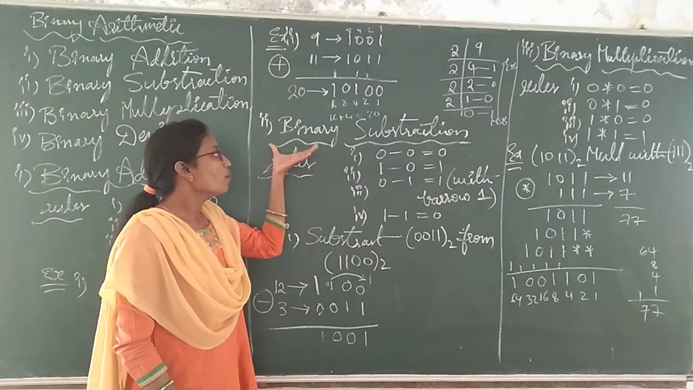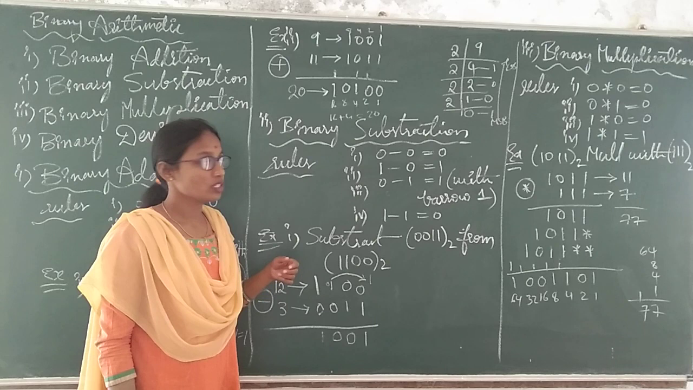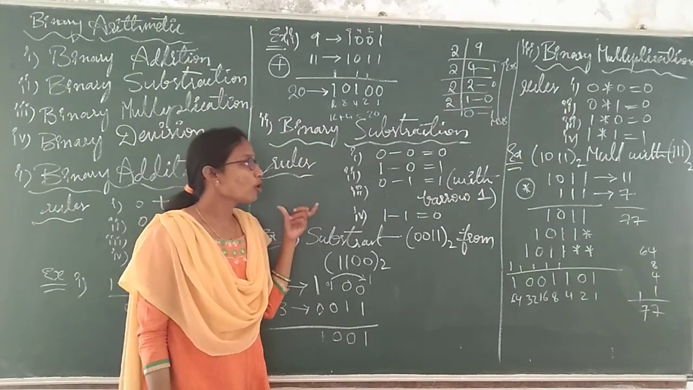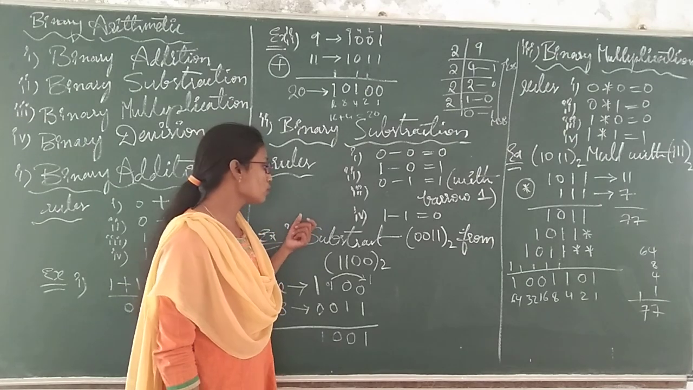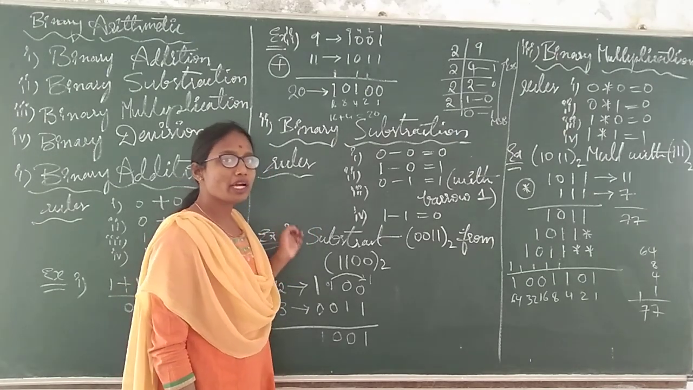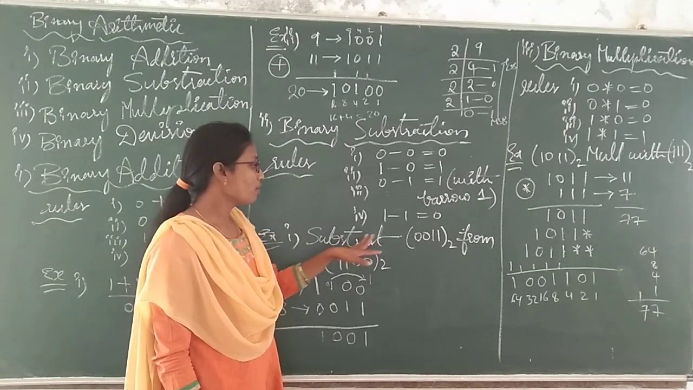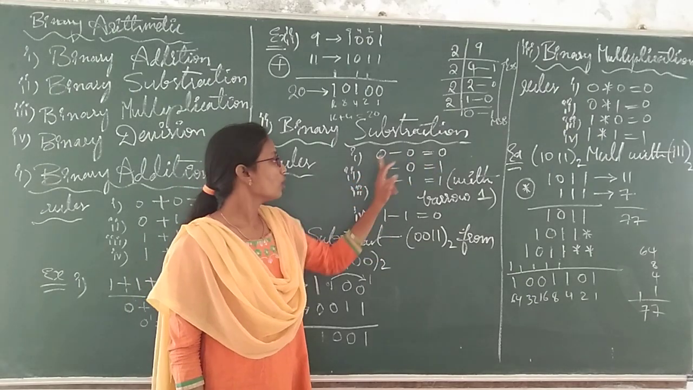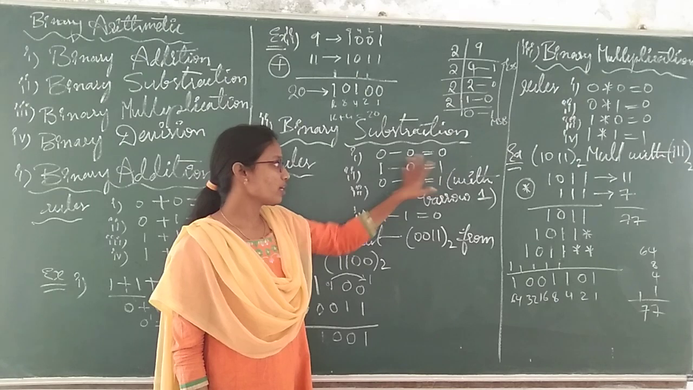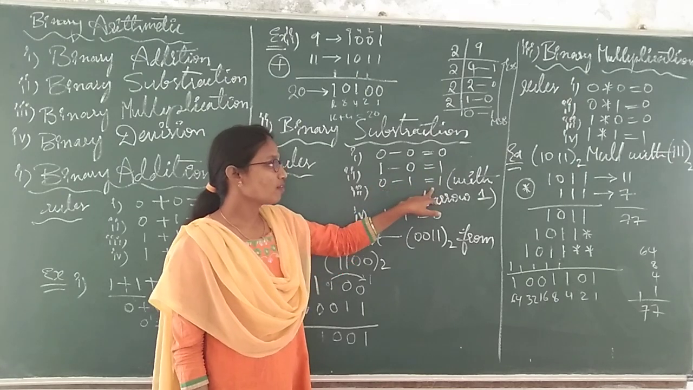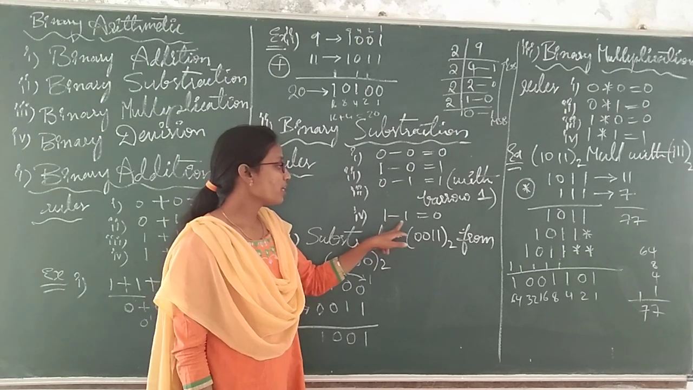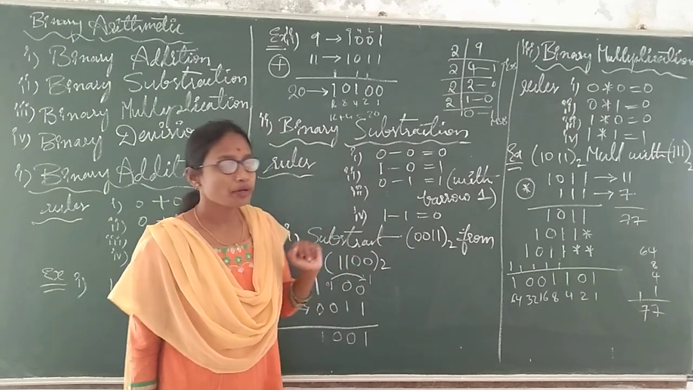Next one is binary subtraction. In binary subtraction also we have some rules. Based on these rules, we subtract one binary from another binary. Here 0 minus 0 is 0, 1 minus 0 is 1, 0 minus 1 equals 1 with borrow 1, and 1 minus 1 equals 0.